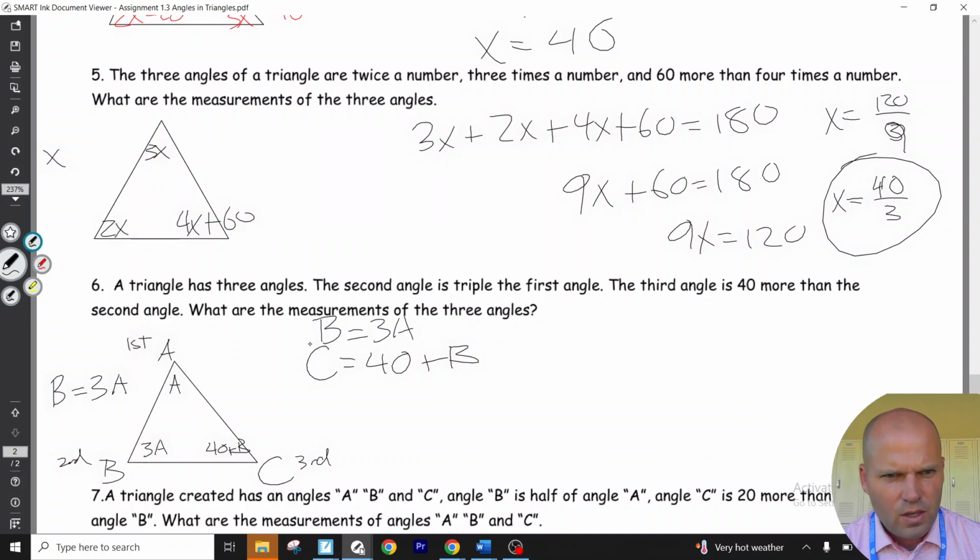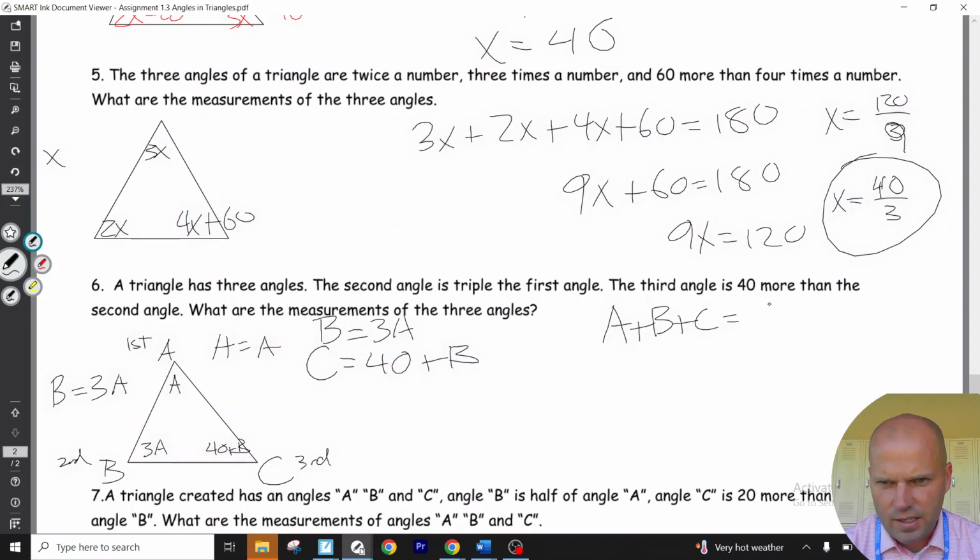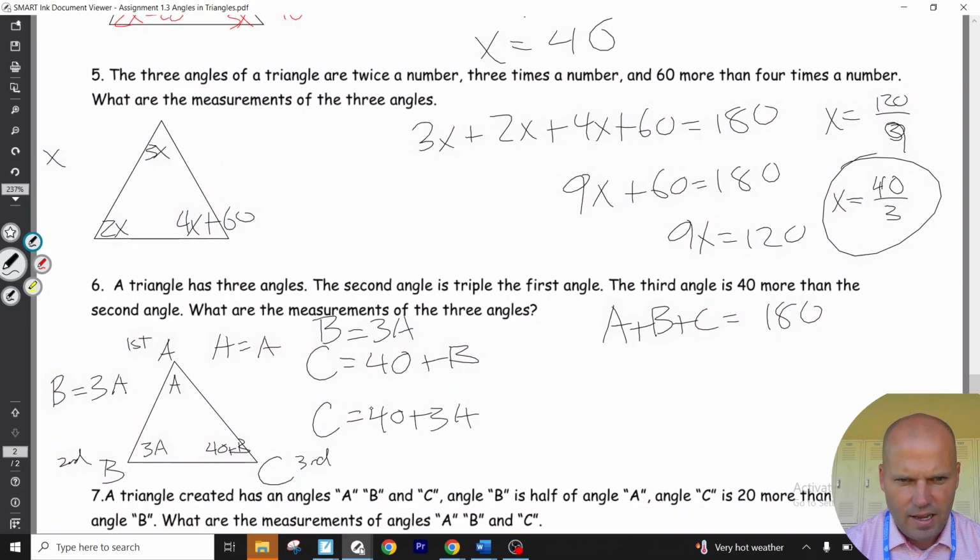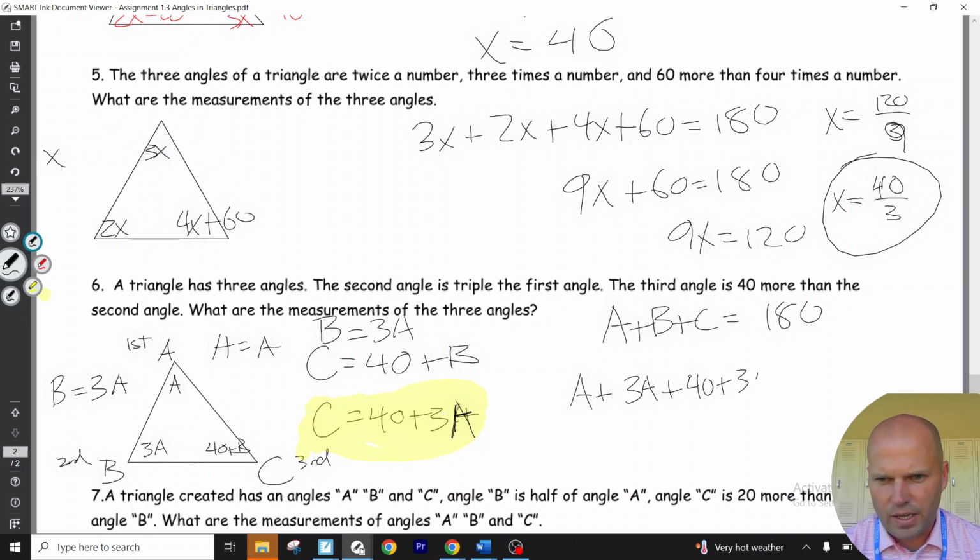And how do we do this? And this is tricky. If A is A, B is 3 times A, and C is 40 plus B, and we know A plus B plus C is 180, we can say that C is going to be 40 plus 3A. How do I get that? Well, if B is 3 times A, and C is 40 plus B, then C is 40 plus 3A. And all of a sudden, we just have everything in terms of the first angle. We have angle A plus triple angle A plus 40 plus triple angle A. And that's how we can figure this out.